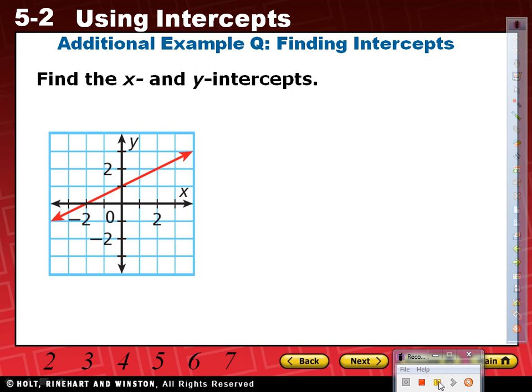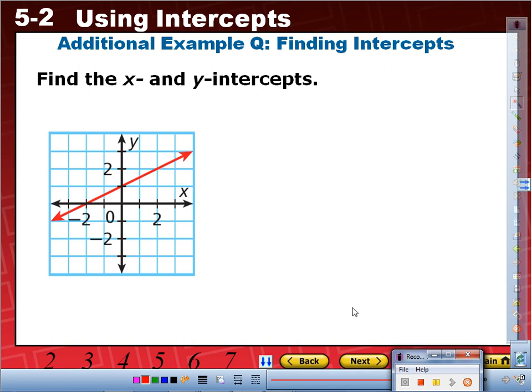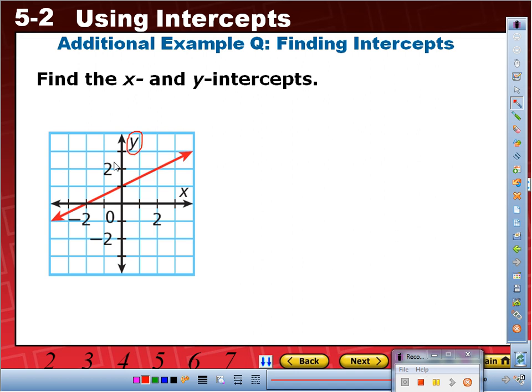Use your ruler, please. All right, pens down, eyes up here, please. Here it goes. According to the definition, the y-intercept is where the line crosses the y-axis. So first of all, I'm going to identify my y-axis. Here it is. Here's the y. This is the axis right here going vertically. So far, so good? So the line, this red line, intercepts at this point.